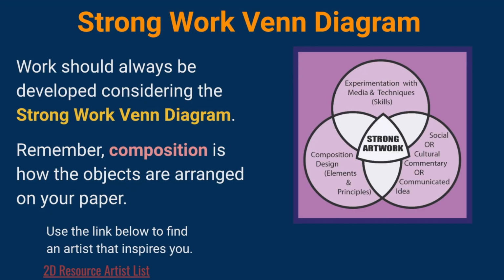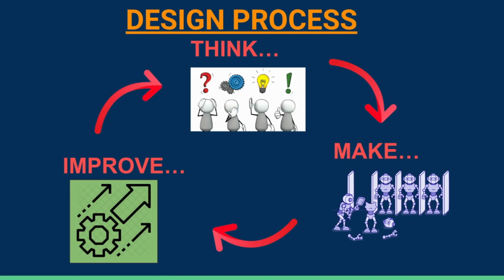We will also be using the Strong-Work Venn diagram, which means your composition or the design of your page should be based on the elements and principles of design, the rule of thirds, experimenting with media and techniques, and having some sort of cultural commentary or communicated idea. You can also see there's a link to the resource artists on the bottom of this page that you should go to. We will be inspired by a resource artist, and we'll also be comparing and contrasting our work with them at the end. We'll also be using the design process of think, make, and improve.